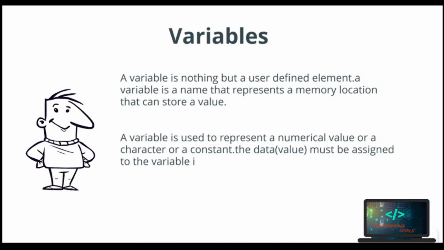Second one is variables. A variable is nothing but a user-defined element. A variable is a name that represents a memory location that can store a value. A variable is used to represent a numerical value or a character or a constant. The data must be assigned to a variable.